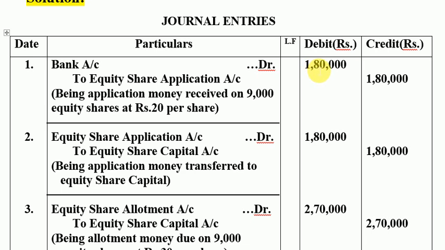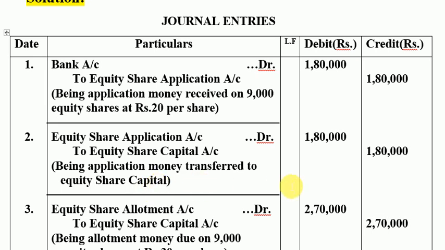So bank account debit 1,80,000 to equity share application account 1,80,000 is your first entry. Then you have to transfer this to capital account. The entry goes equity share application account debit to equity share capital account, being application money transferred to equity share capital.